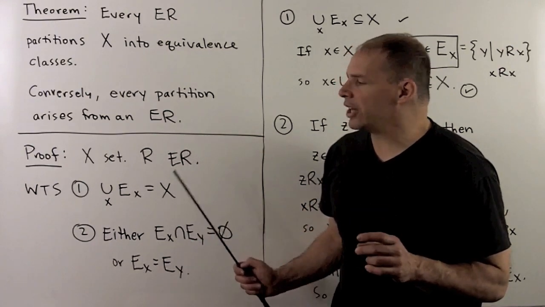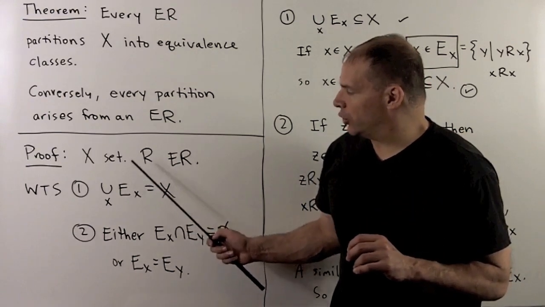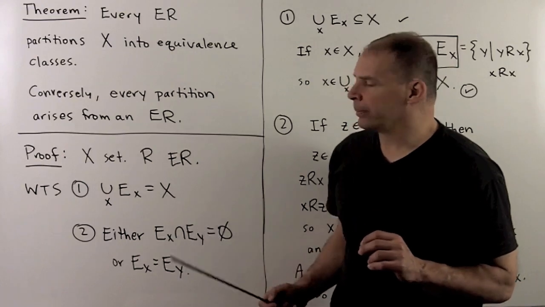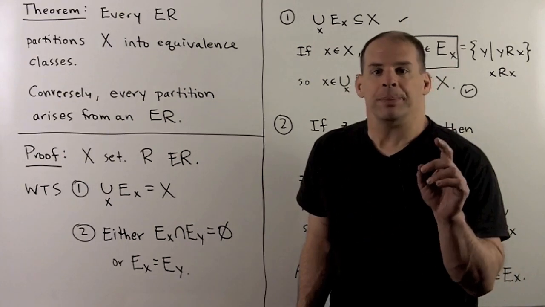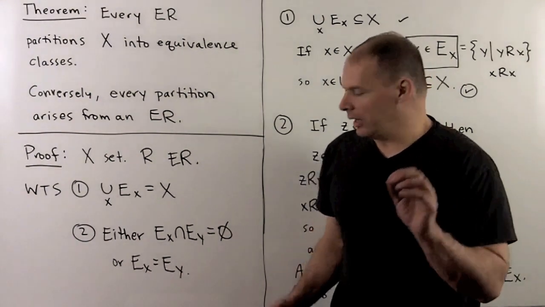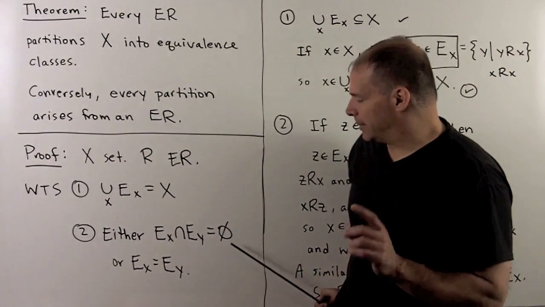R will be an equivalence relation. We're going to show two things. First, if we take the union of the equivalence classes, we get back the entire set X. Then, if I take the intersection of any two classes, we get either that the two classes are equal or the intersection is the empty set.